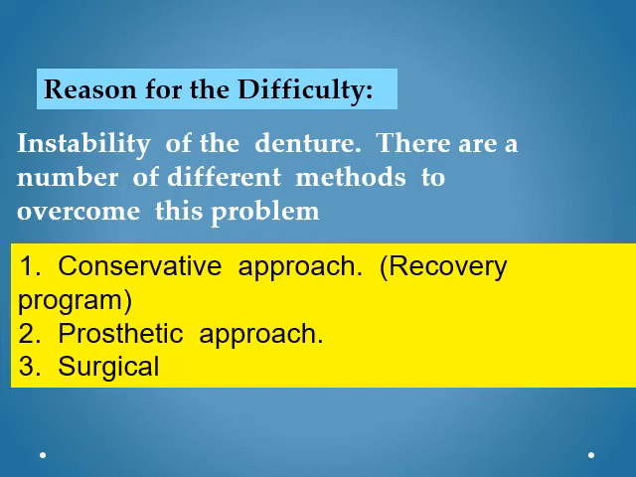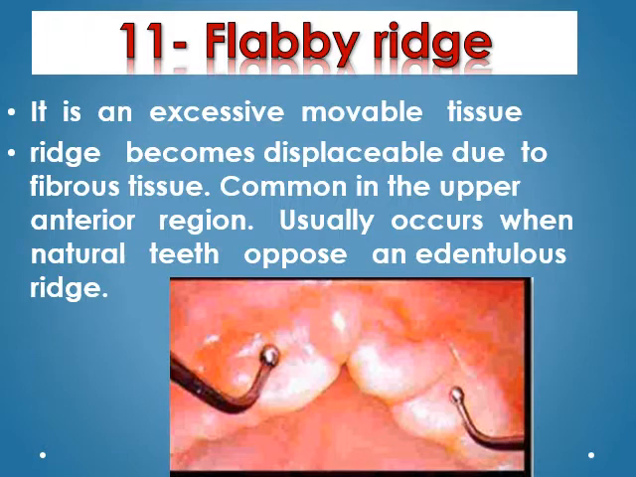The reason for the difficulty is instability of the denture. There are a number of different methods to overcome this problem: conservative approach, recovery program, prosthetic approach, and surgical approach. Case of flabby ridge. It is an excessive movable tissue. The ridge becomes displaceable due to fibrous tissue, common in the upper anterior region.